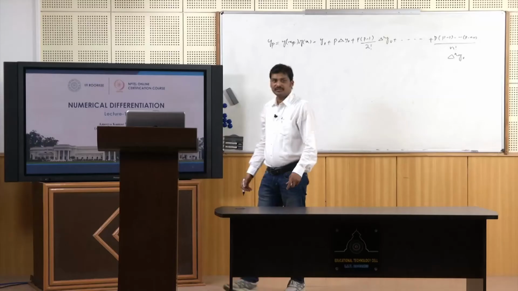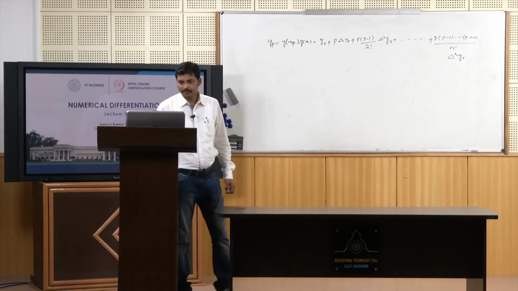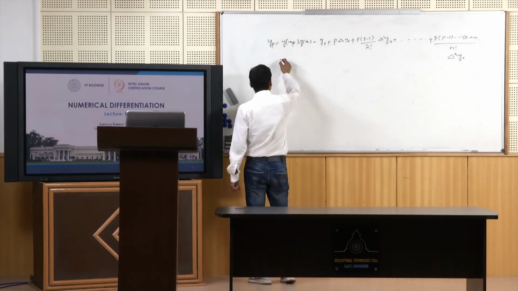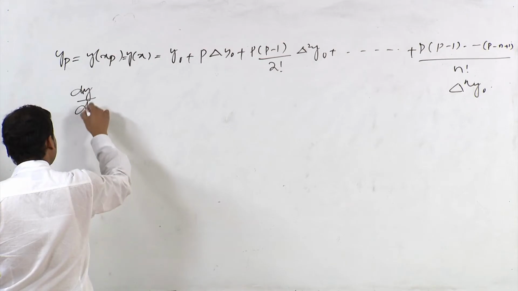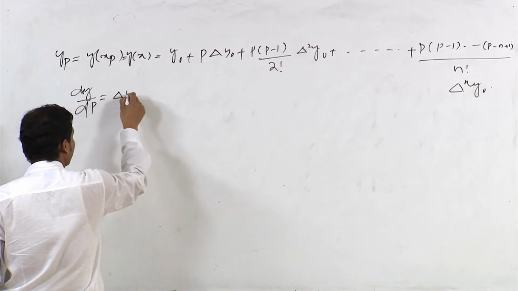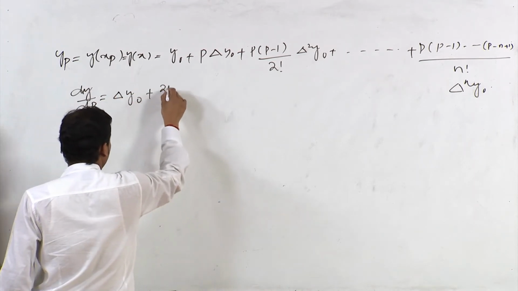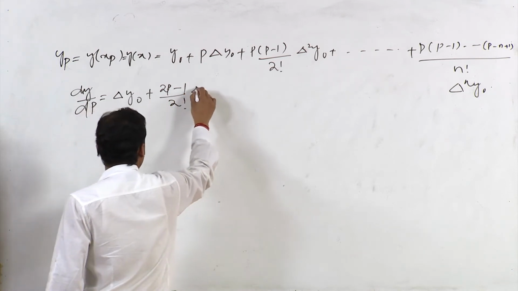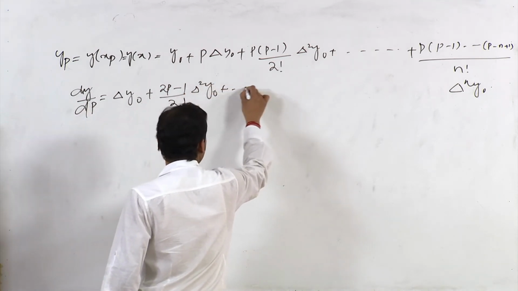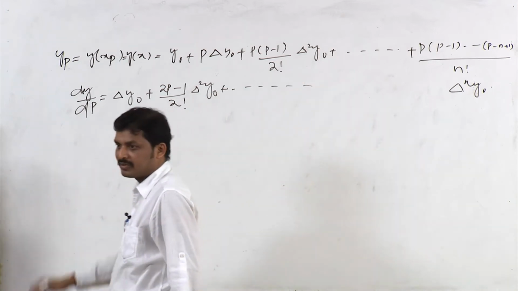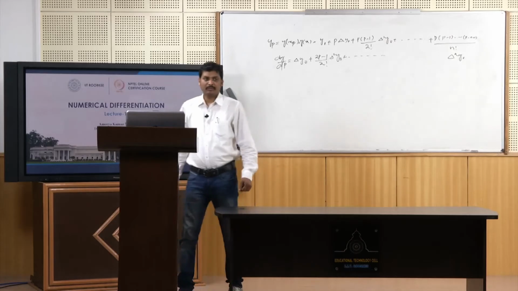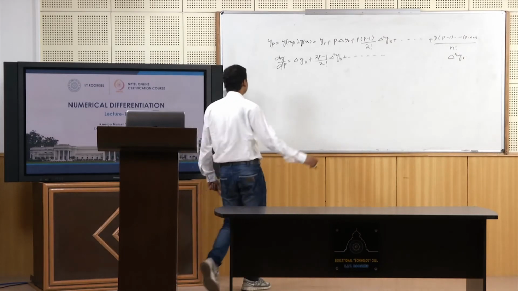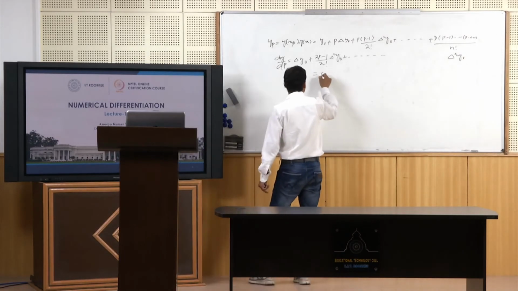And if you differentiate this with respect to p, then we obtain dy by dp as delta y0 plus (2p minus 1) by 2 factorial delta square of y0 plus all other terms. For maxima, if you put dy by dp equals 0, this can be written as 0 here.